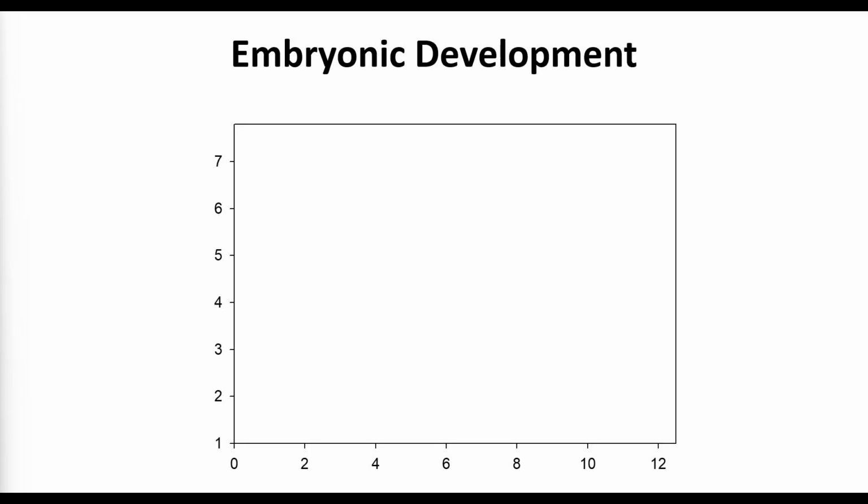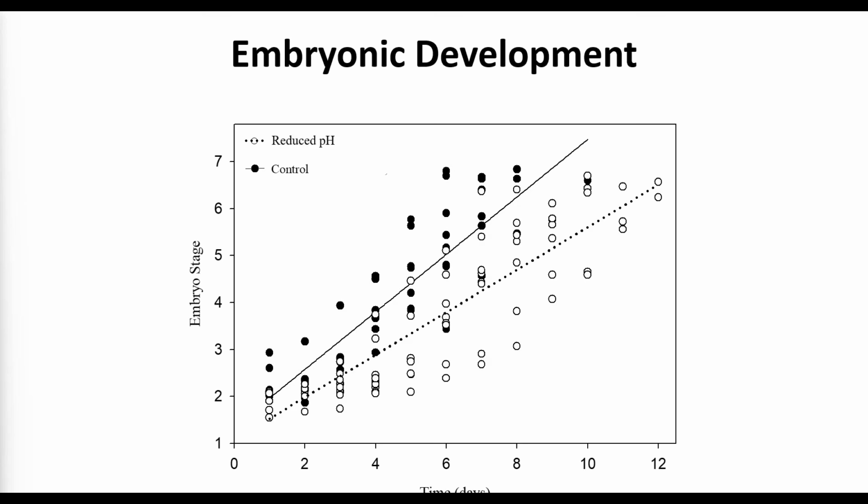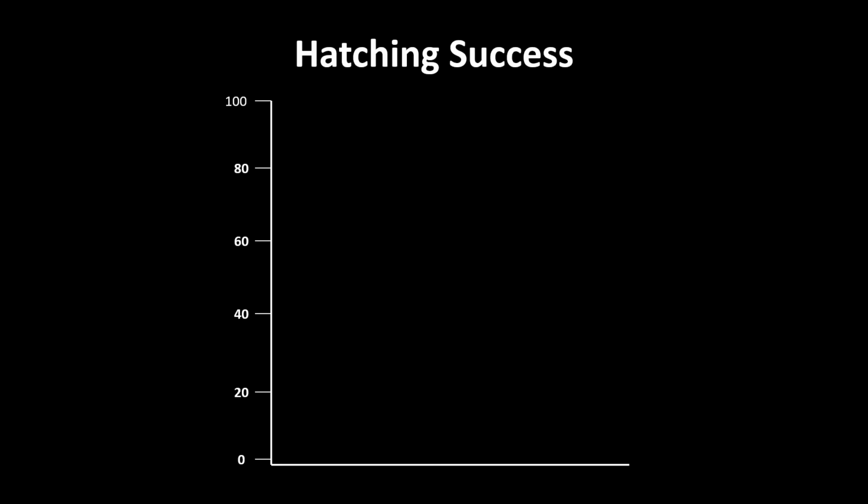So for embryonic development, we have days on the x-axis, and we have the different developmental stages on the y-axis. And so in the control, it took about 10 days to complete their embryonic development. And then when we compare that to the acidic treatment, it is about 24% longer, or maybe about 2.5 days longer to complete their embryonic development.